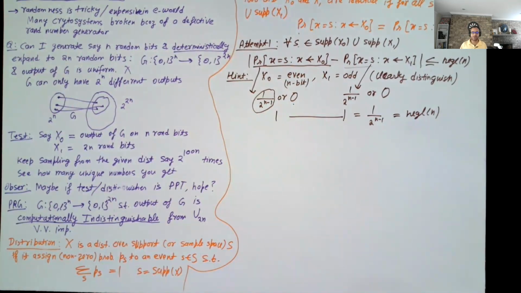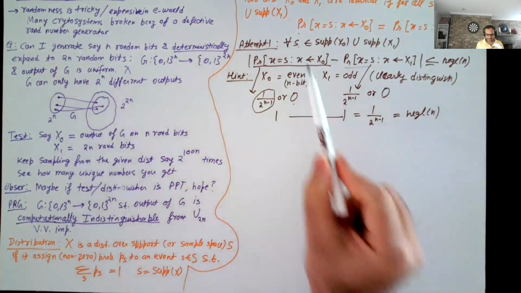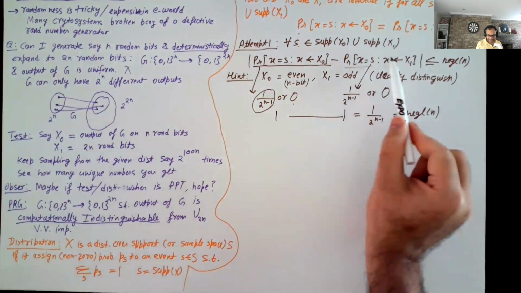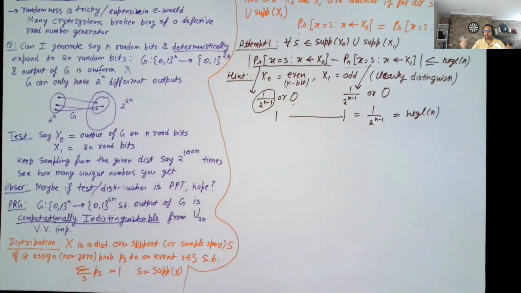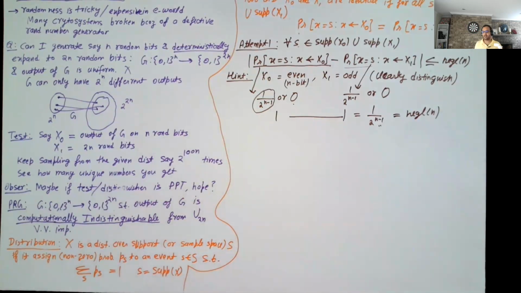And why are we able to do that? Because even though for any specific s, this difference is negligible, there is an exponential number of s. So when you sum over all of them, this probability actually becomes 1 rather than anything negligible.